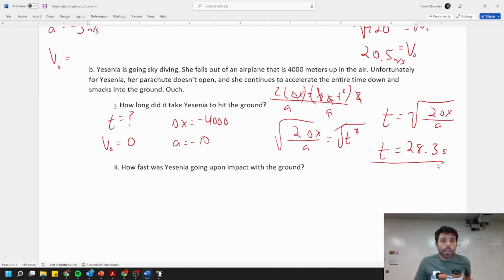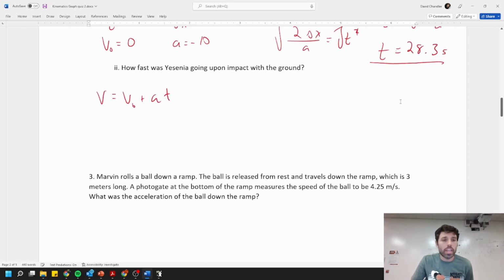Part 2, how fast was Yesenia going upon impact with the ground? We're going to ignore all air resistance here. We don't concern ourselves with that. So we're going to assume she just keeps speeding up the entire time she's falling. So we're going to use the first equation, v equals v naught plus at. Remember, this is saying that the final velocity v equals the initial velocity v naught plus a, the acceleration, times t time. We just solved for t, right? There's t right there. We solved for that, so now we know what it is.